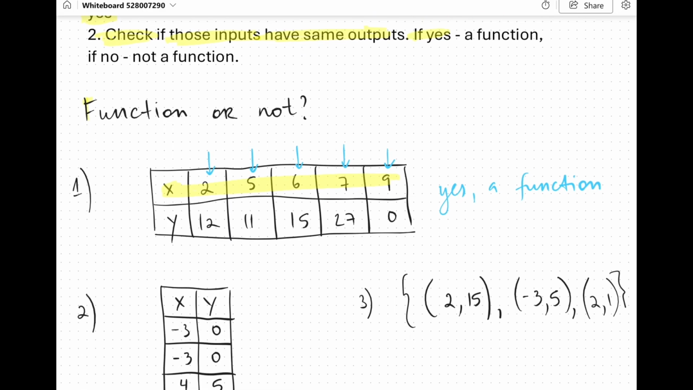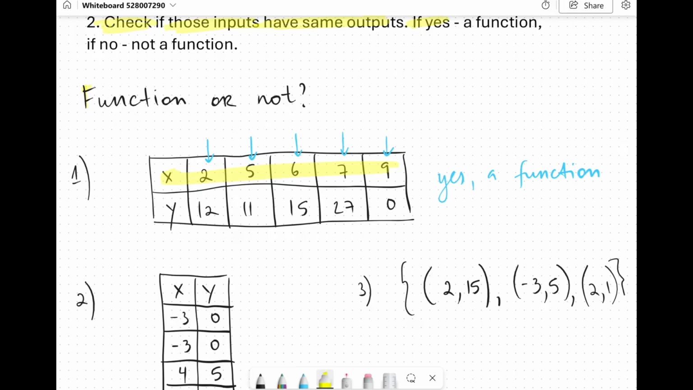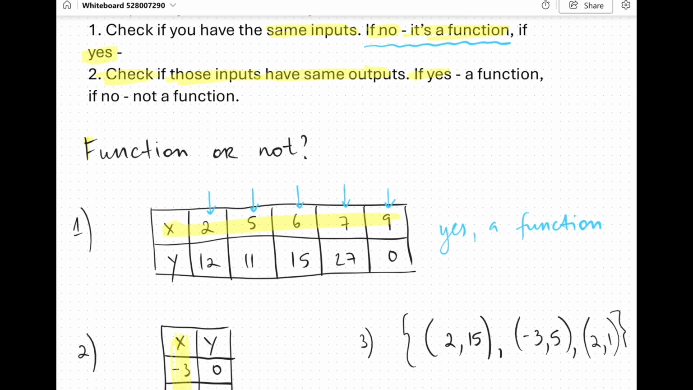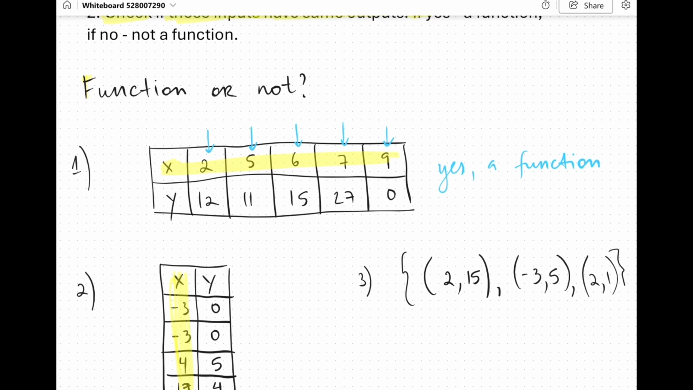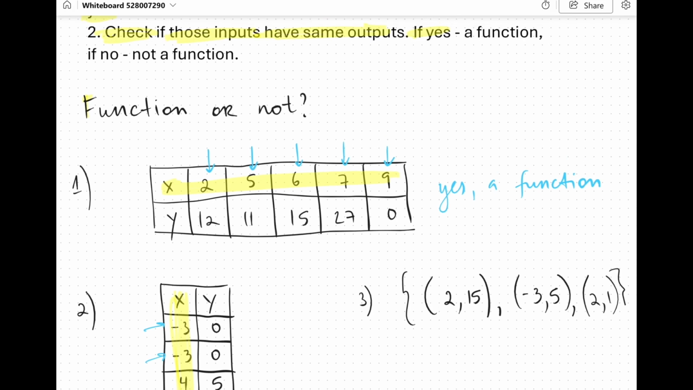Again, you got your x column right here, and those are your inputs. So again, let's go back to our steps here. Check if you have the same inputs. Do we have the same inputs? Well, looks like we have 2 of the same inputs, 2 negative 3's. And if we do, then we go to the second step. The second step says, check if those inputs have the same outputs.